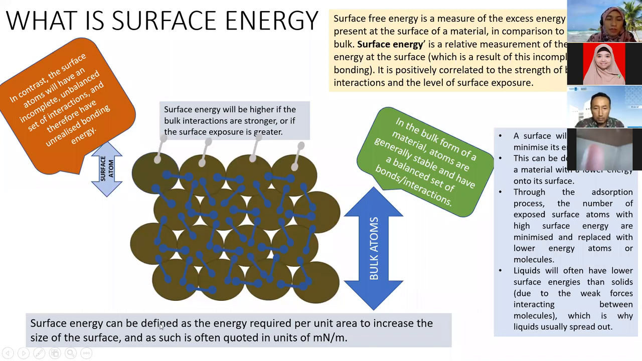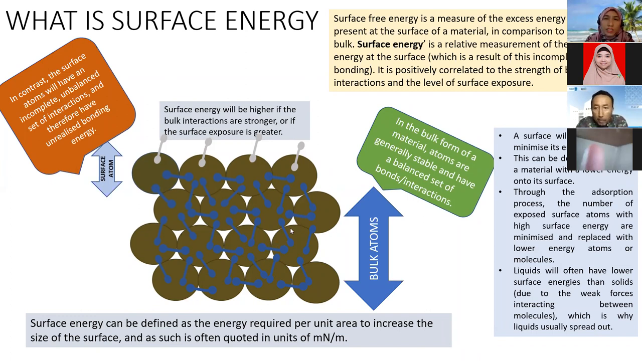Surface energy can be defined as the energy required per unit area to increase the size of the surface, and as such is often quoted in units of millinewton per meter. This is a very academic definition of surface energy. Surface free energy is a measure of the excess energy, as I said earlier, present at the surface of a material in comparison to its bulk. So surface energy is a relative measurement of the energy at the surface, which is a result of the incomplete bonding, as we said before. It is positively correlated to the strength of bulk interaction and the level of surface exposure.